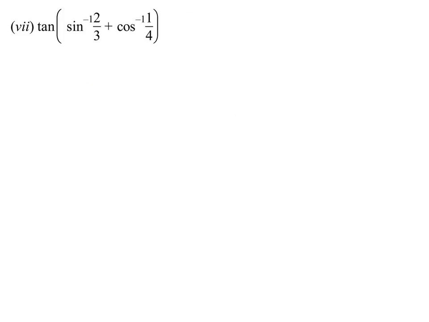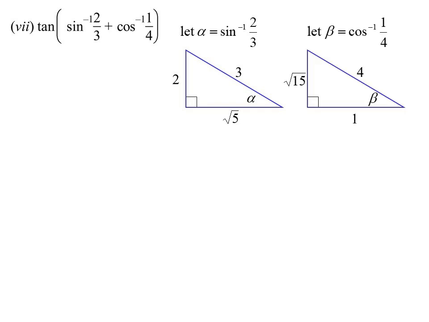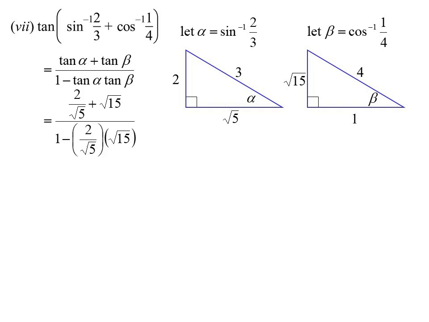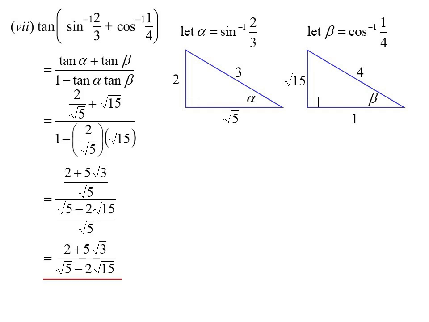Ooh, the tan of the inverse sine of 2/3 plus the inverse cos of 1/4. Remember, inverse sine, inverse cos, they are angles we're actually talking about. So this is tan of alpha plus beta. To make life easier, I might actually say that alpha is the inverse sine of 2/3. Draw myself up the triangle, and the other side will be root 5. Beta is the inverse cos of 1/4. So draw that triangle up. But what I've now got is tan plus tan on 1 minus tan tan. Sub in, playing around with it, and eventually, there we go, 2 plus 5 root 3 over root 5 minus 2 root 15.